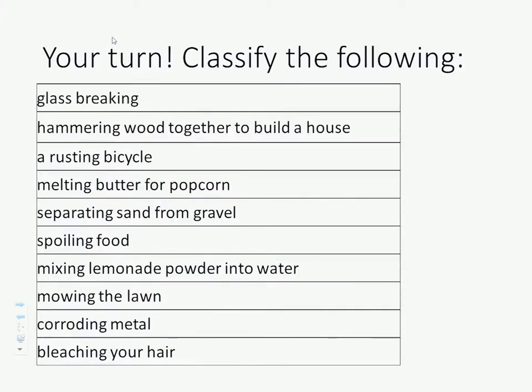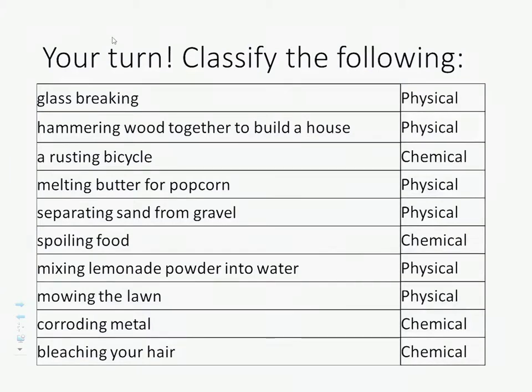All right, give it a try. One more slide of this. After thinking about that last list, go ahead and pause the video once again and figure out whether each of the following is a physical or a chemical change. Glass breaking, physical change. All right, you still have glass, it's just in smaller pieces. That's one of the physical properties that we talked about, size or amount.